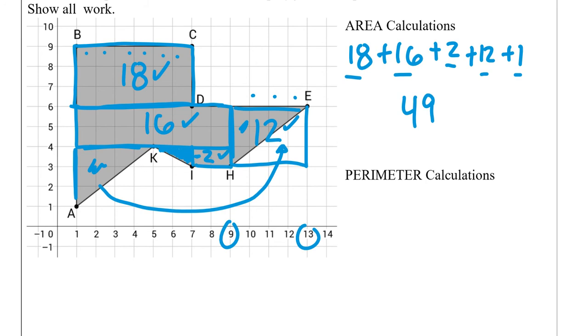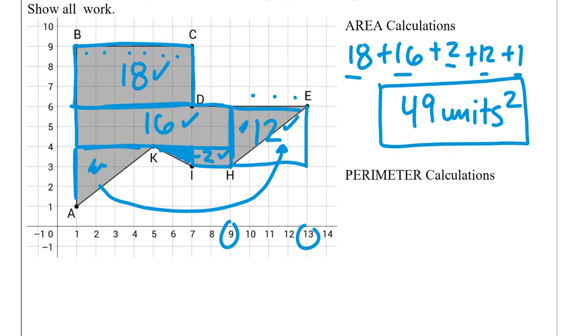So the area is 49, and they haven't specified what the units are. I don't know if they're inches or whatever, so I'm just going to put units to the second power. So there's my area: 49 units squared.